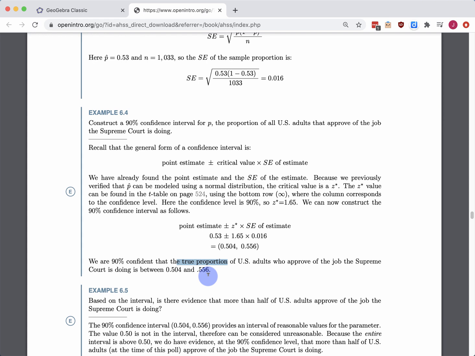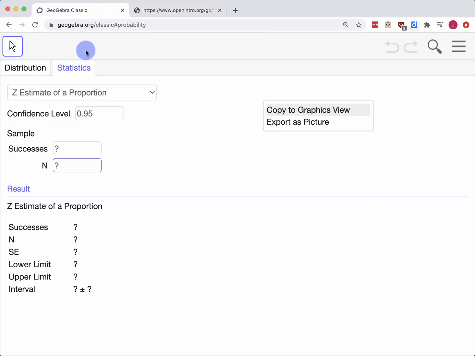All right, now let's go to GeoGebra and have it do the math for us. So what we need from GeoGebra is our confidence level. And that was 0.90 from the original question. I'm going to fill in n first. So that was 1033. That's how many people were surveyed.